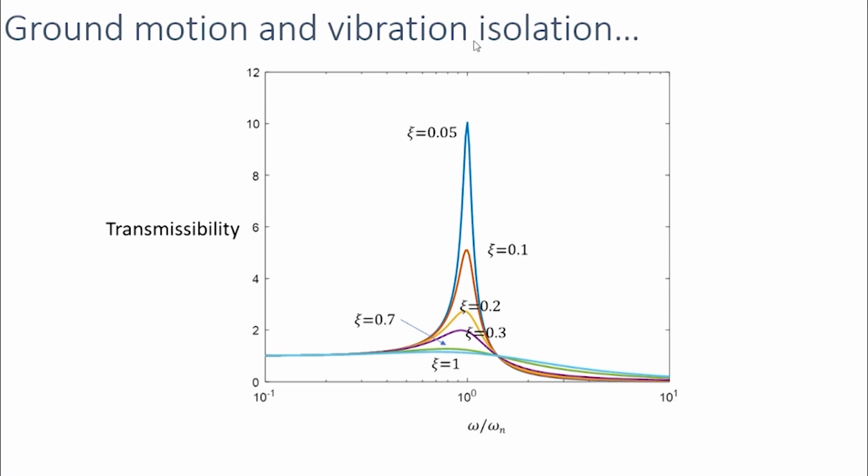So if we have to isolate a structure from ground acceleration, we have to make sure that the frequency ratio is higher than root 2. And when the frequency ratio is higher than root 2, the transmissibility is proportional to the damping. That means if the damping is less, the transmissibility will also be less. So if you have to isolate ground acceleration, we need to have a support with very little damping.